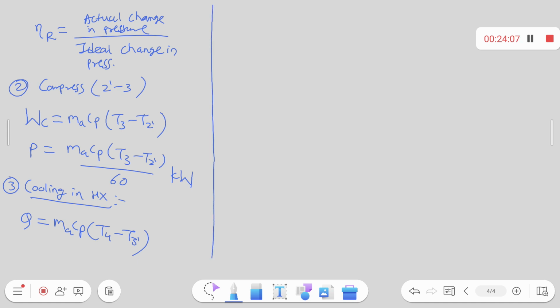Next is what? After cooling, expansion in cooling turbine. Expansion in cooling turbine, right? So because of expansion in cooling turbine, its pressure and temperature will be reduced. So heat will be reduced, right?